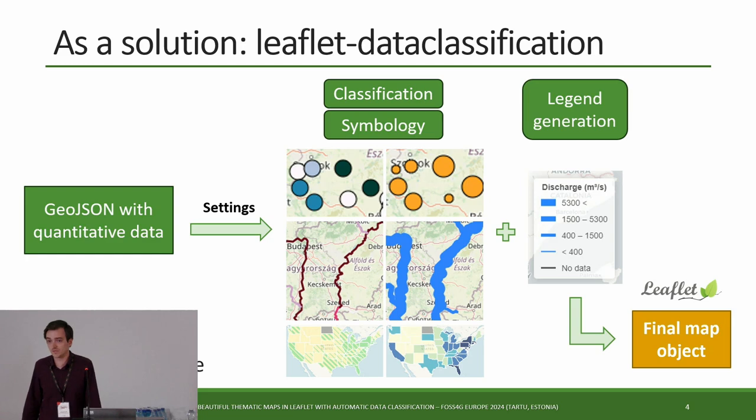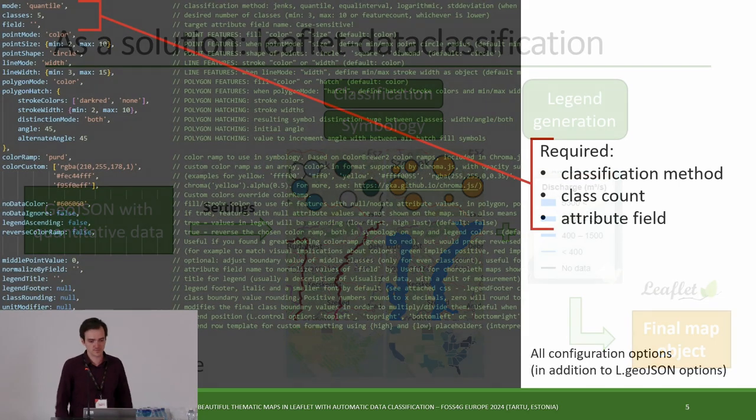As a solution, we introduced a plugin that combines all three processes. We just use some GeoJSON data with quantitative attributes and create the layer based on this. Of course, we have some settings that we can choose that define the whole classification method and the symbology. It also generates a legend automatically, so we don't have to mess with that. In the end, we have a final map object that is presentable and looks great.